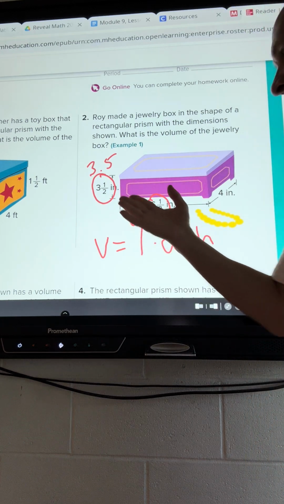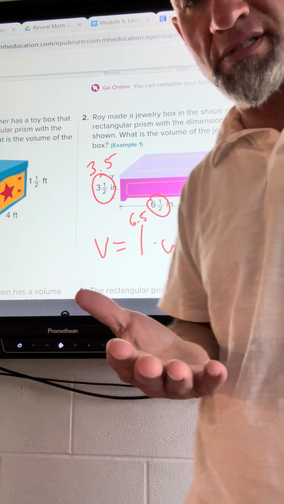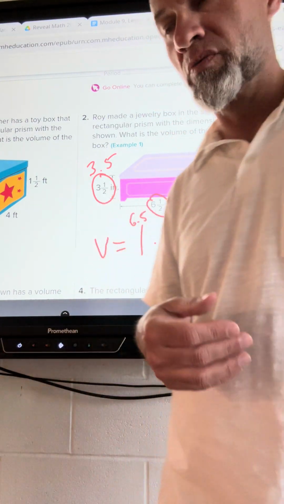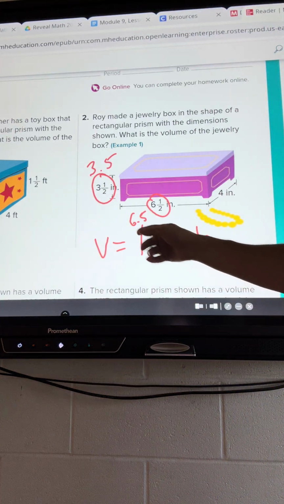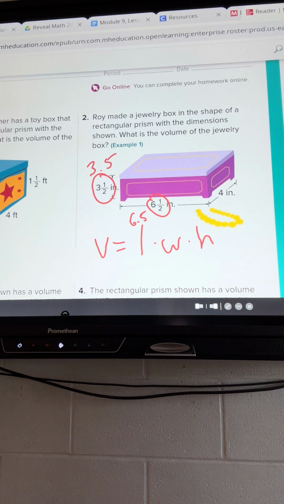Now it's up to you which order you want to multiply. It's length times width times height, but you don't have to necessarily go in that order. As long as you multiply all three, you're good. You can pick the ones that are easier for you. So set that up, replace the variables with the values, and then multiply.